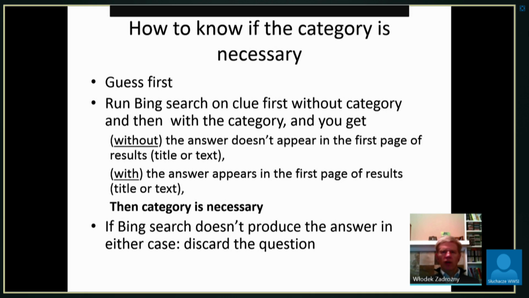So how to know if the category is necessary? First, you guess, then you run a Bing search on the clue, first without the category, and then with the category. If without the category the answer doesn't appear in the first page of the results, then you need the category information. If the answer appears in the first page of the results, you do not need the category information. If Bing search doesn't produce the information in either case, then you simply discard the question.